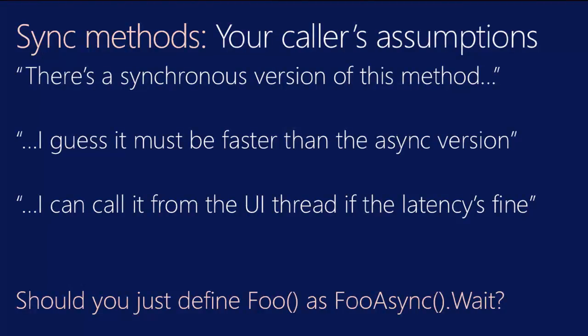So these are things users are going to tell themselves when they see that you have both a sync and an async method. So does it make sense for you to expose Foo if all you're going to do is call FooAsync.Wait or FooAsync.Result?